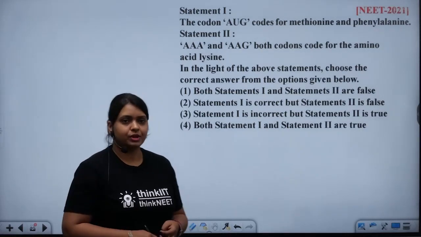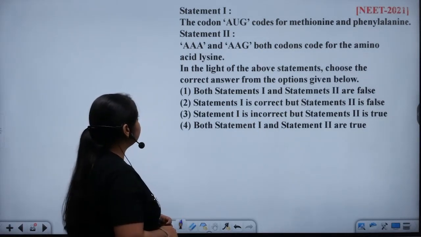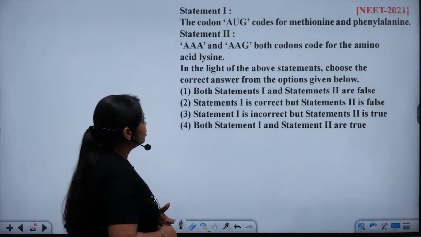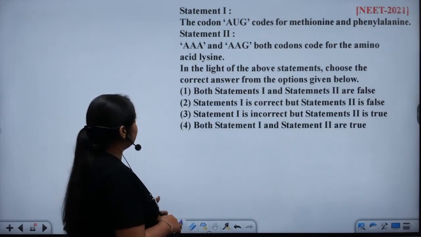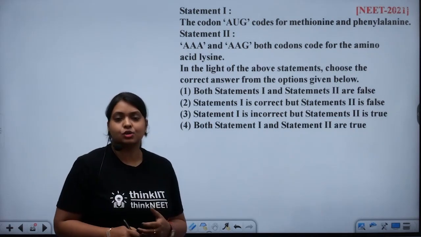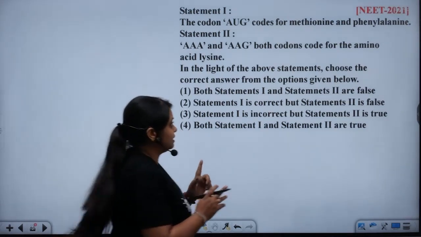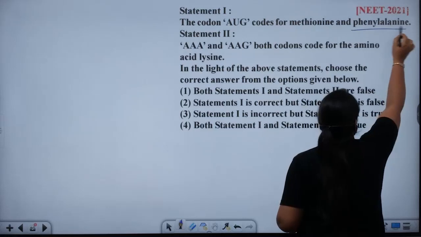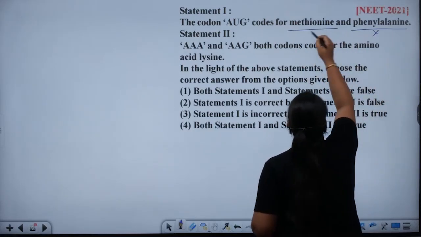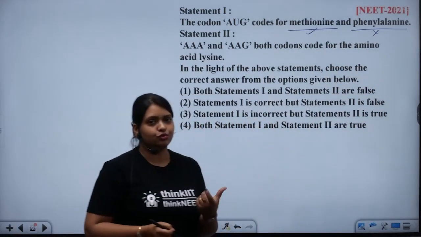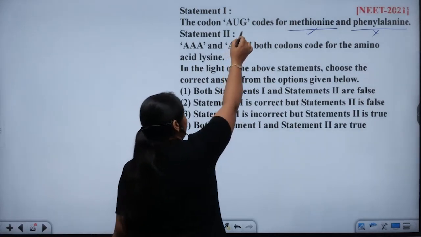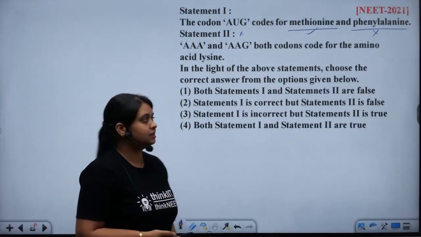Over to our next question, that is statement 1. The codon AUG codes for methionine and phenylalanine. AUG codes for methionine and it is also a start codon, but it does not code for phenylalanine. It codes for methionine only. So overall the statement is incorrect.